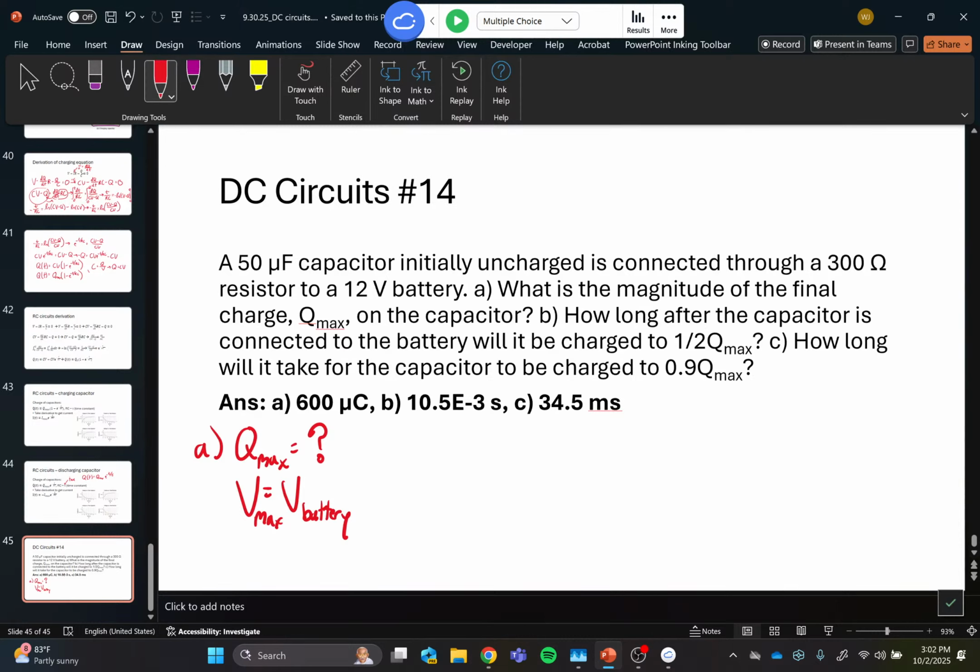You've got voltage. You've got charge. Is there any relationship between voltage, charge, and capacitance? C equals Q over V. It's that easy. If you really want to use the charging equation, just make time infinite. And what does that do? E to the negative infinity is just zero. For the rest of it, you will use this equation.